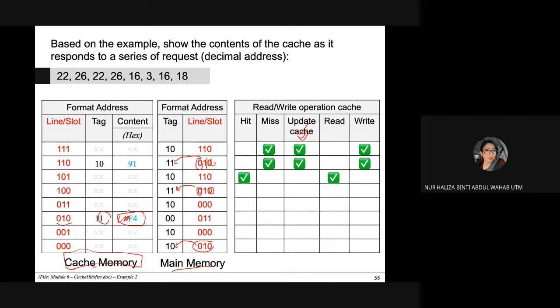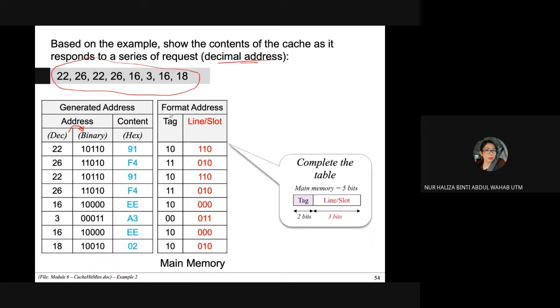Okay, then you see the previous slide. All the content is already given in this previous table. You can see it's already based on the table.